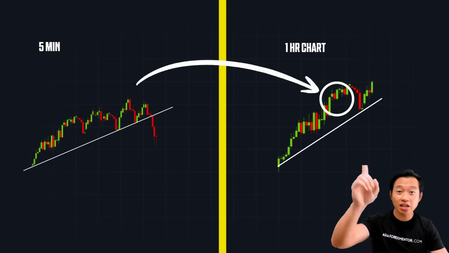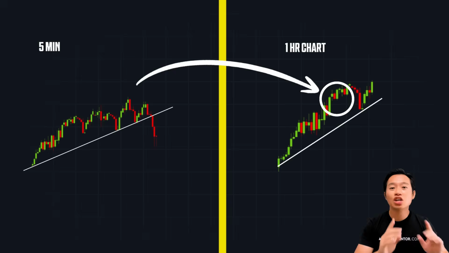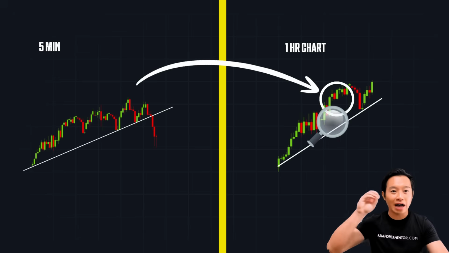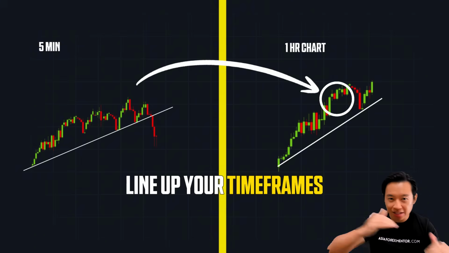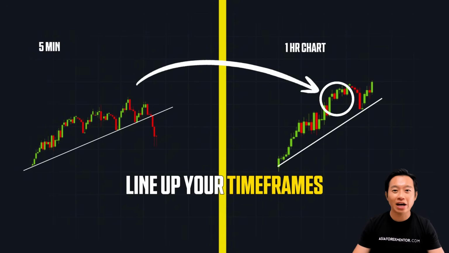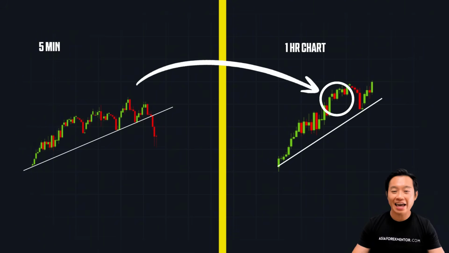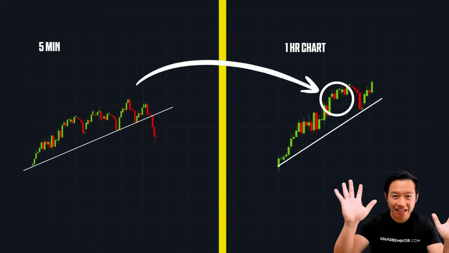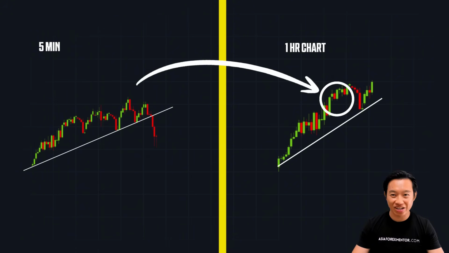So if you want to level up your trading, don't just look at trend lines. You want to look through them. You want to zoom out. Line up your time frames and make sure that every trade has weight behind it. This is how we seasoned traders stay ahead of the game.